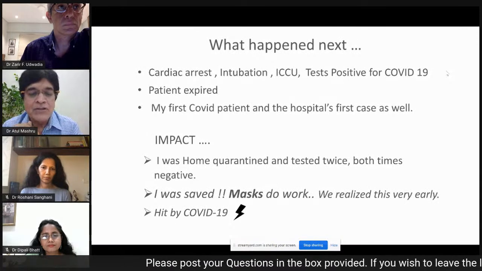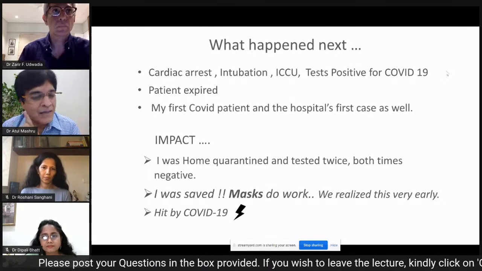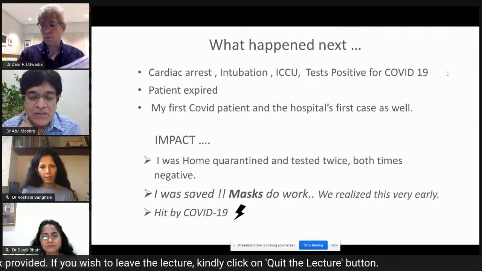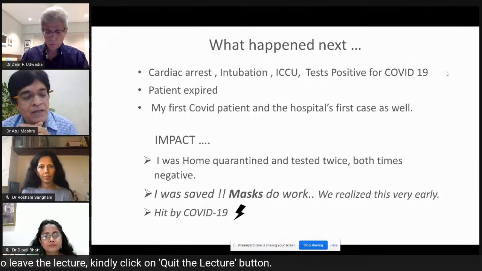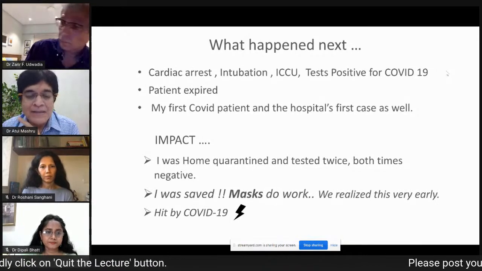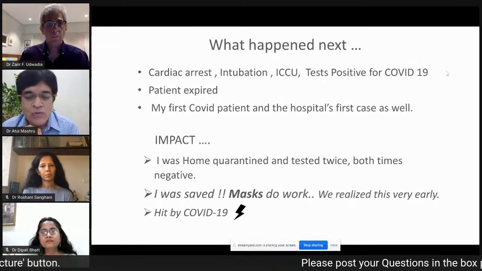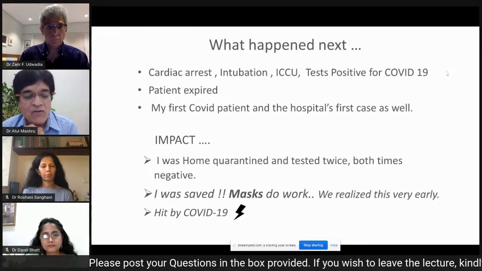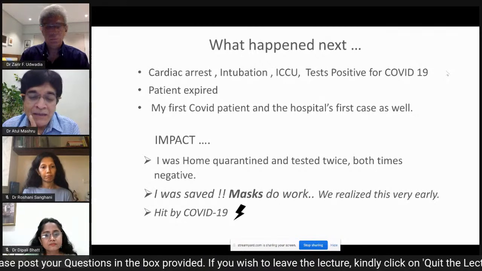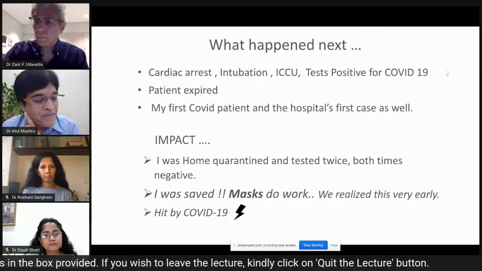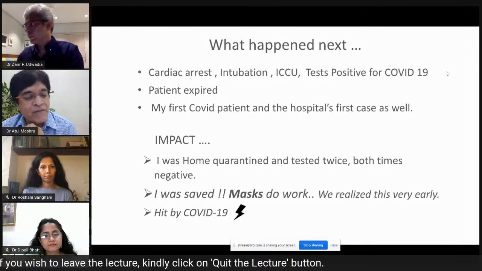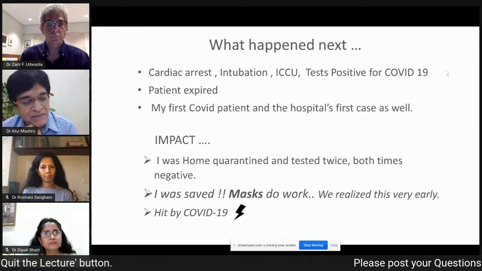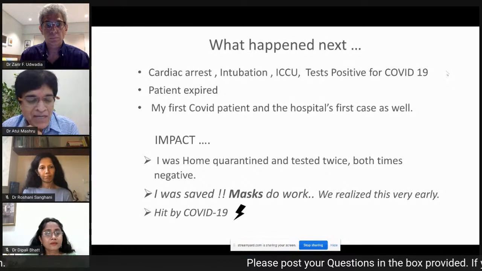Within 2 hours of admission, this gentleman suffered a cardiac arrest and was resuscitated by two doctors. He was intubated and shifted to ICU. Next day, the news broke. He had tested positive for the dreaded COVID-19 virus. The patient passed away in a couple of days. He was my first COVID patient and the hospital's first case as well. Because of this, I was home quarantined, tested twice, both times negative. I was saved. I think masks work.